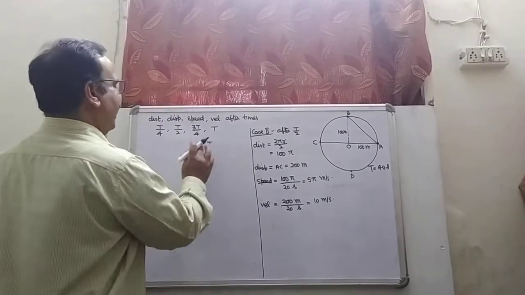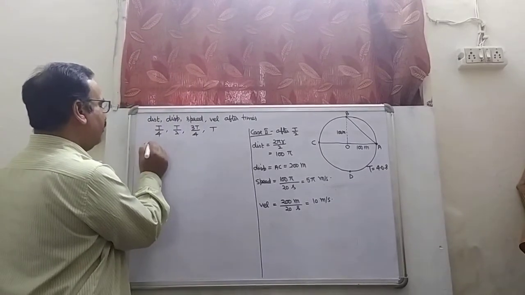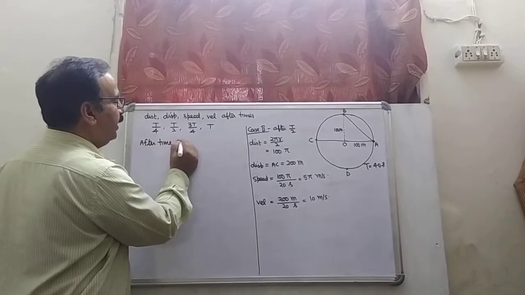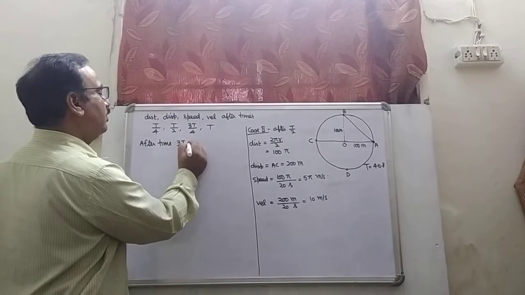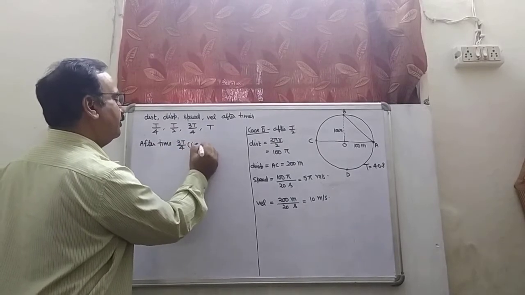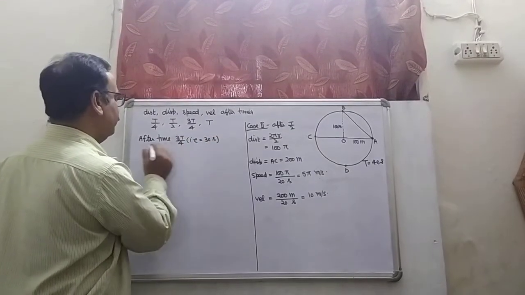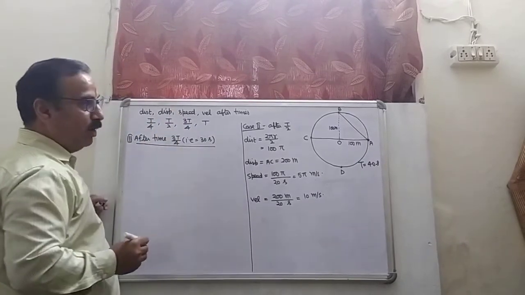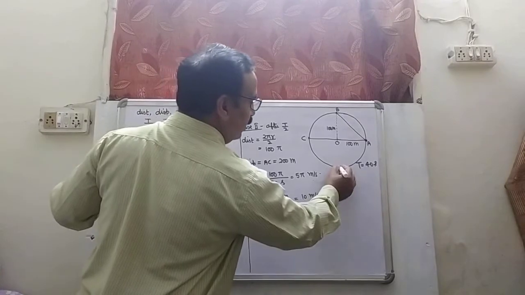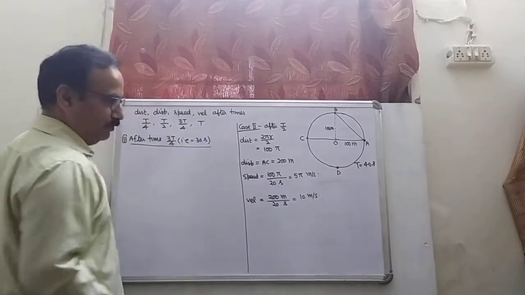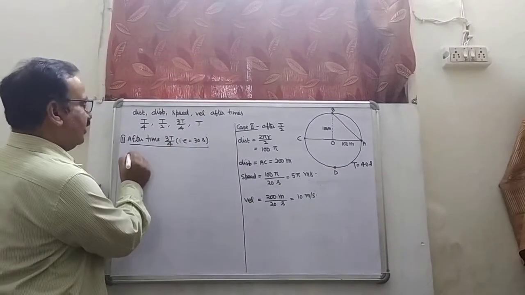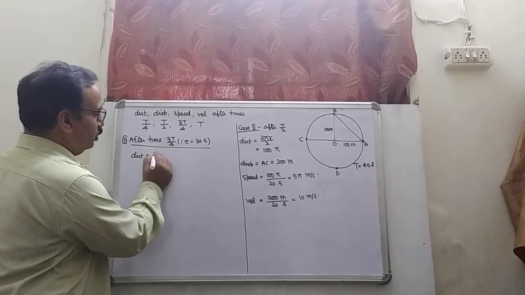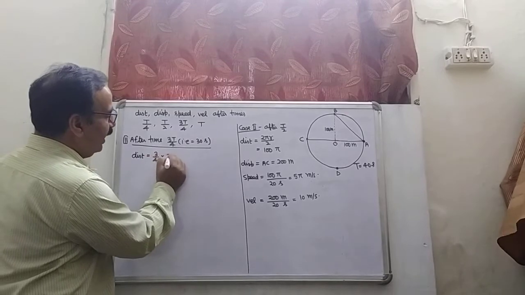In case number 3, after time 3t by 4, that is to say 30 seconds, the object will be at D. So what should be the distance in such scenario? Distance should be equal to 3/4 of 2 pi r.